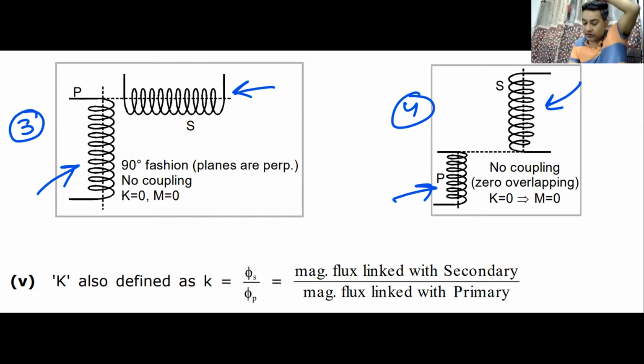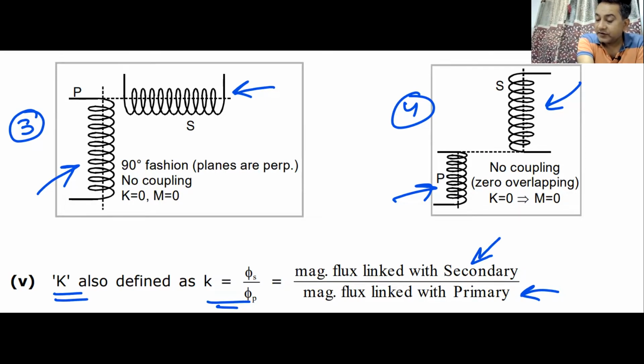At the same time, you can also define K as flux linked with the secondary divided by flux linked in the primary. Do we understand this? One more formula for K. Do we understand this? Yes, sir. Great. I hope you are noting it down.